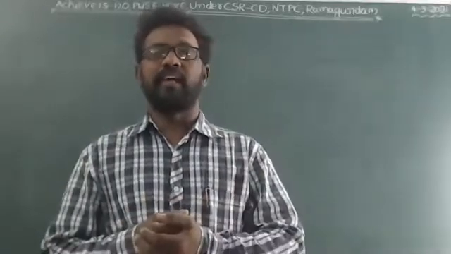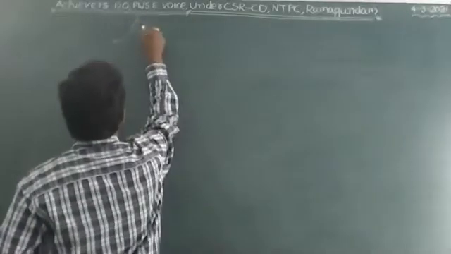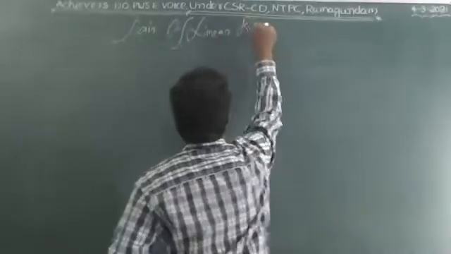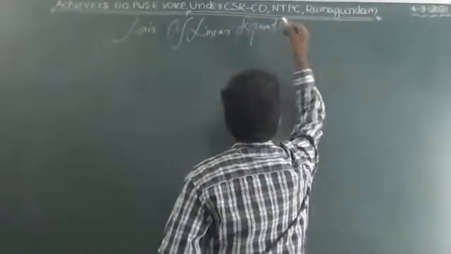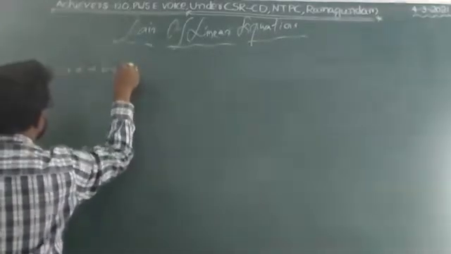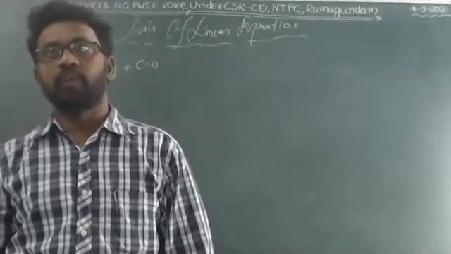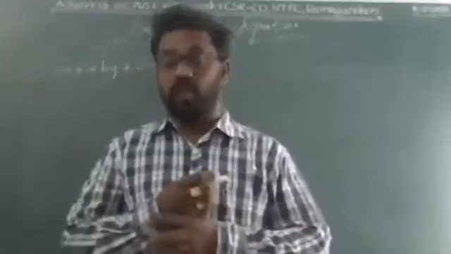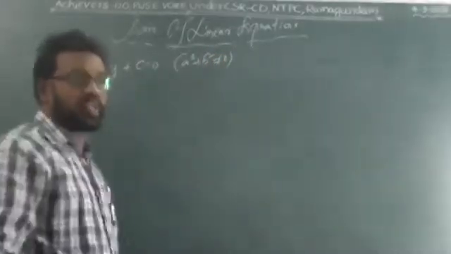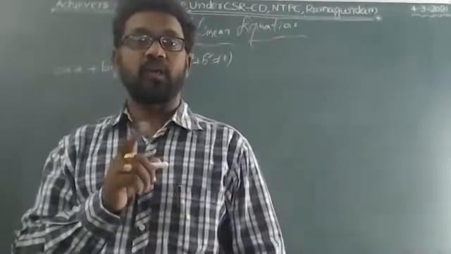So what are the variables here? x and y. The standard form of a pair of linear equations in two variables is ax plus by plus c equal to 0, where a square plus b square is not equal to 0, children. This is the most important condition: a square plus b square should never be equal to 0.